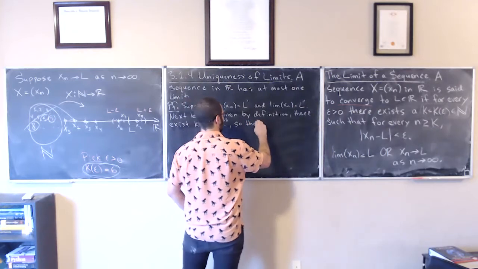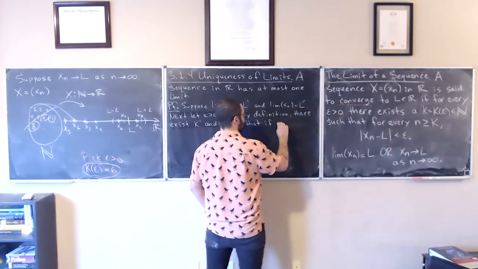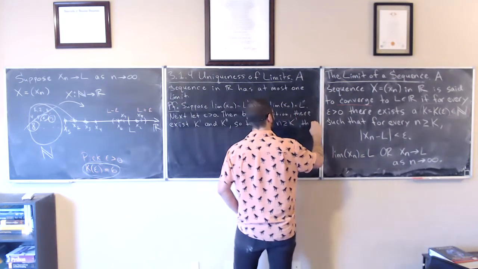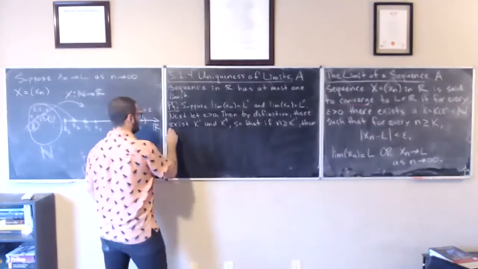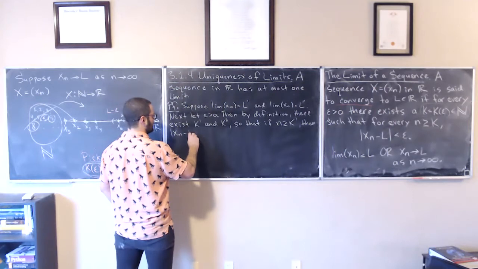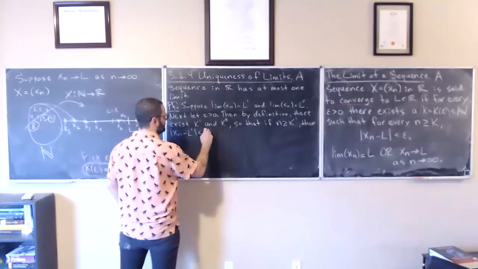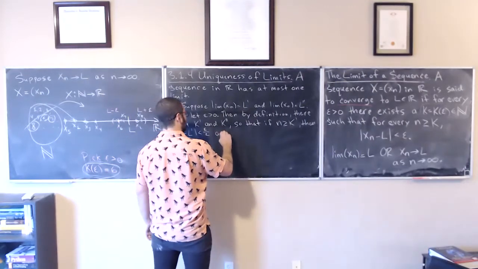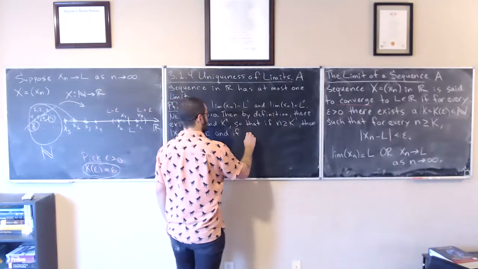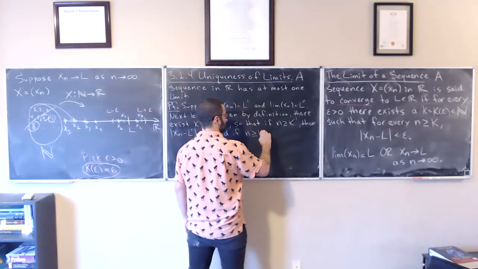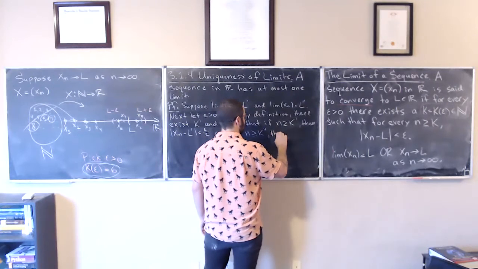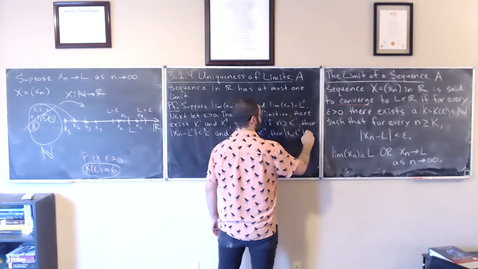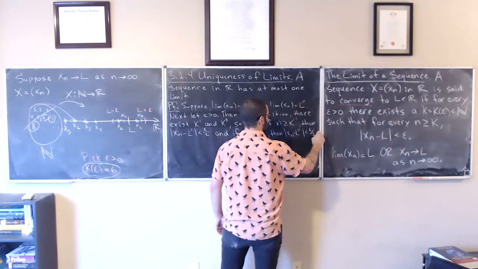so that if n is greater than or equal to K prime, then the distance from xn minus L prime is less than epsilon over 2. We'll get to why in a moment. And if n is greater than or equal to K double prime, then the distance from xn minus L double prime is less than epsilon over 2.